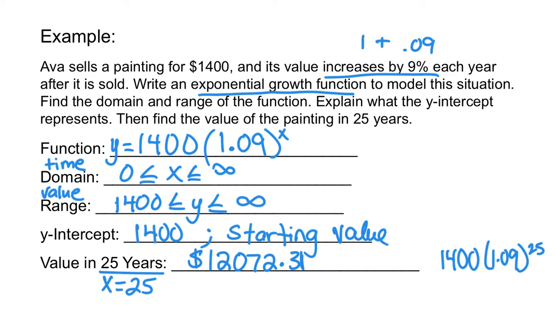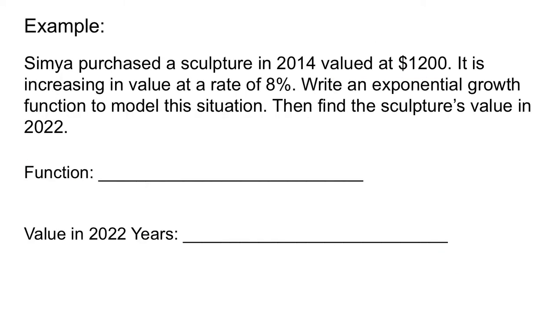All right, let's keep going. This is very similar, but we don't have as much to answer about this one. Samaya purchased a sculpture in 2014 valued at $1,200. It's increasing at a rate of 8%. Write an exponential growth function to model the situation, and then find its value in 2022.